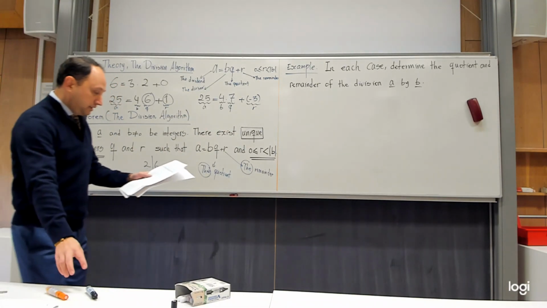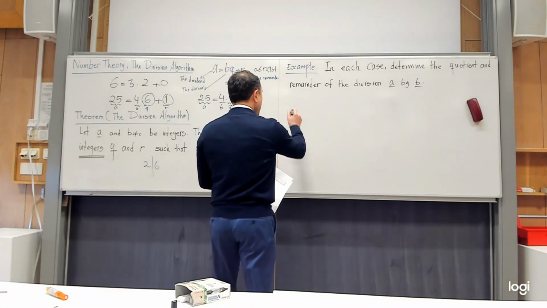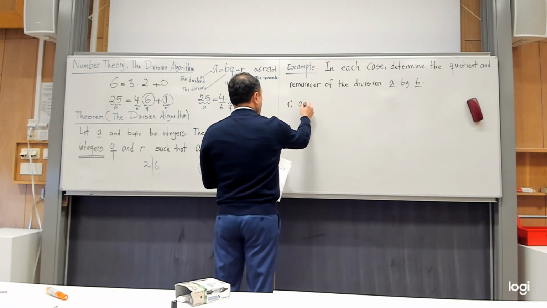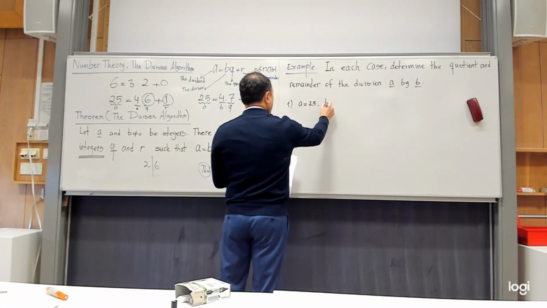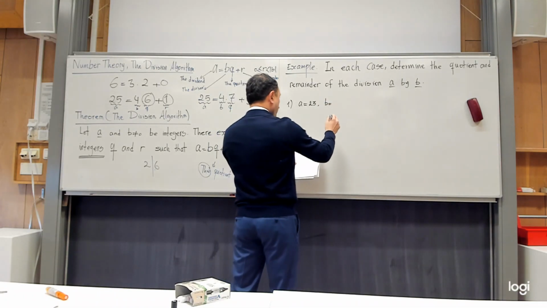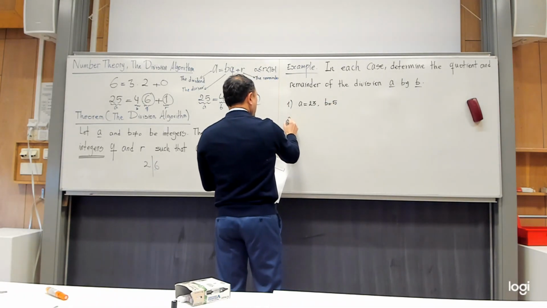Okay, now let me write the numbers. I want to wait for you, okay? Part 1, A is equal to 23, B is equal to 5. So you can start doing that yourself.